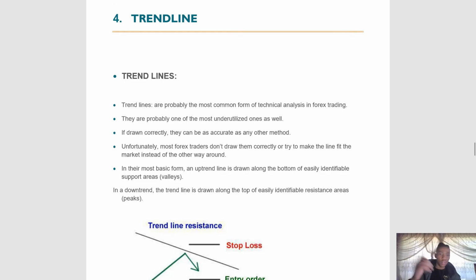So fourthly, we have trend lines, right? Trend lines are those lines that you see when you look at the chart. People put them on the chart to help them understand what the next price movement is, right? So trend lines are probably the most common form of technical analysis in forex trading. They are probably also one of the most underutilized. So if drawn correctly, they can help you be accurate. Unfortunately, most traders don't draw them correctly, and we're going to help you understand how to use trend lines, right? They're very, very strong, and they're going to help you know how to trade forex.